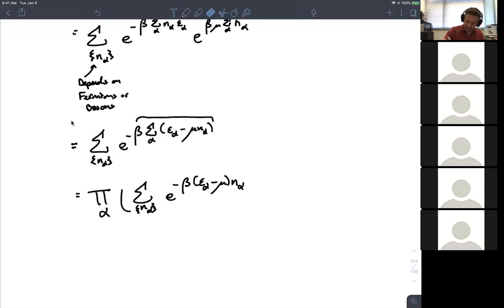And I don't like that. Let me write it like this. All right. Okay, so that's it. That's the answer. So this is our grand canonical partition function for n particles.